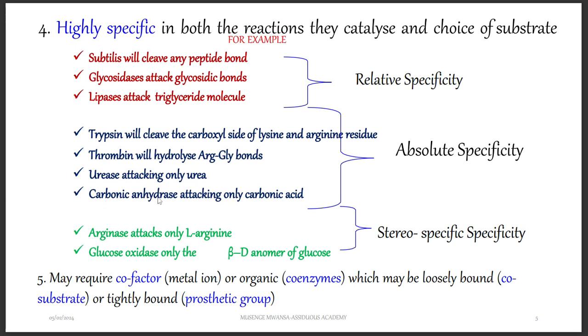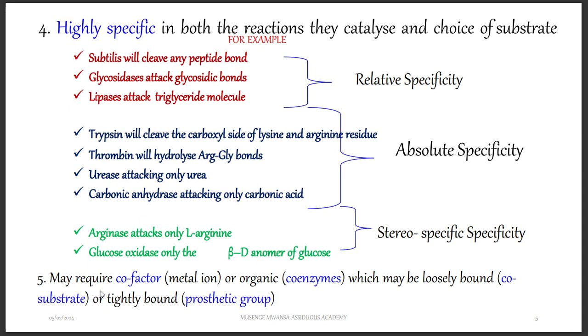You also have carbonic anhydrase. This is a very important enzyme. You'll be hearing it very much, especially in physiology. Carbonic anhydrase will be able to attack carbonic acid. What happens is that it breaks carbonic acid into bicarbonate and hydrogen ions. You also have arginase, which will be able to attack arginine, that amino acid. Also, glucose oxidase. Okay, this acts only on the beta-D anomer of glucose, so it will be able to break down that.